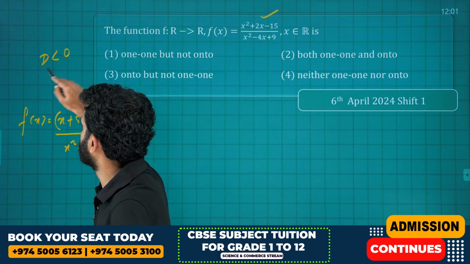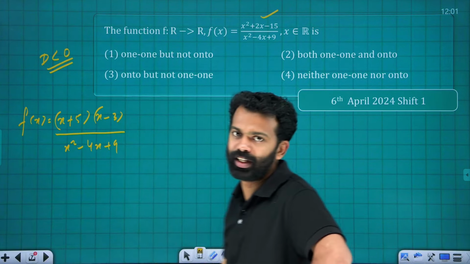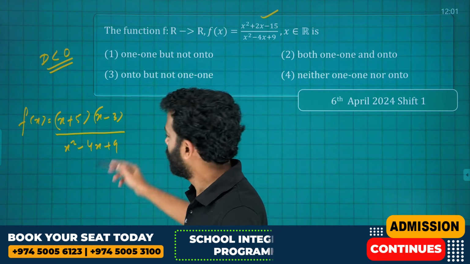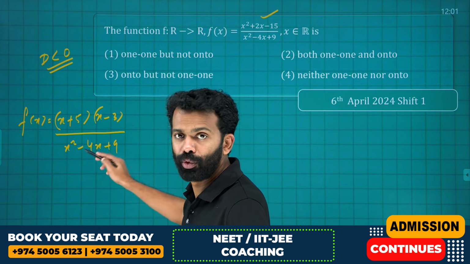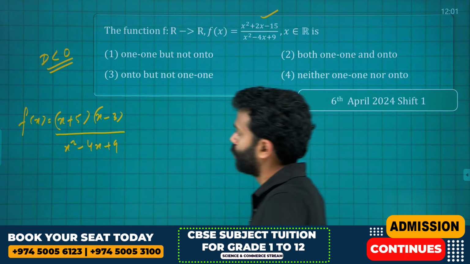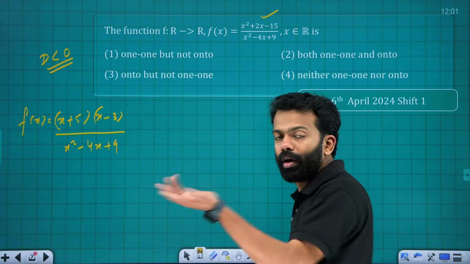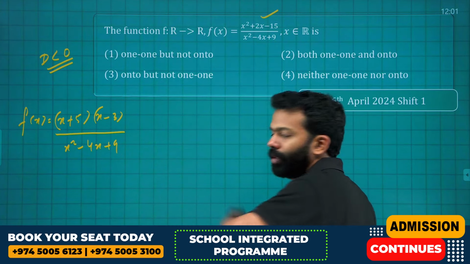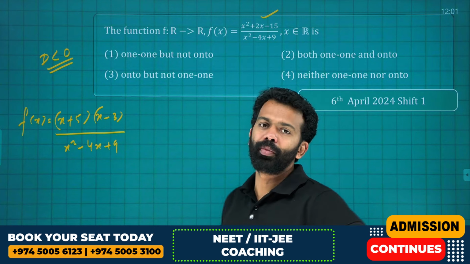Discriminant is what? Less than 0. If discriminant is less than 0, then the quadratic expression cannot be 0. Okay, this value will also always be what? Positive, since the sign of x square is positive. So we have already formulated what is the answer here? Is it one-one or many-one? For that we have already formulated here. What is the answer? Is it one-one or many-one?